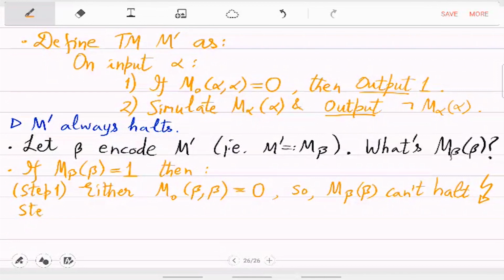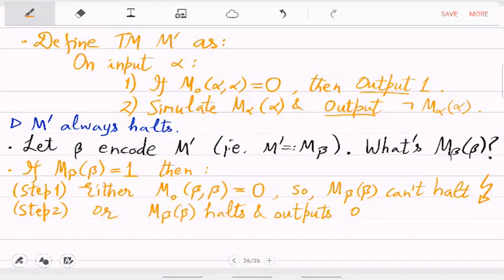Let us go to step 2. So, or M beta beta halts, but in step 2 getting output 1 means that the value of M beta beta has to be 0. Which again is a contradiction because we are in the case where M beta beta is 1, right. So, hence M beta beta cannot be 1. That is what we have deduced.